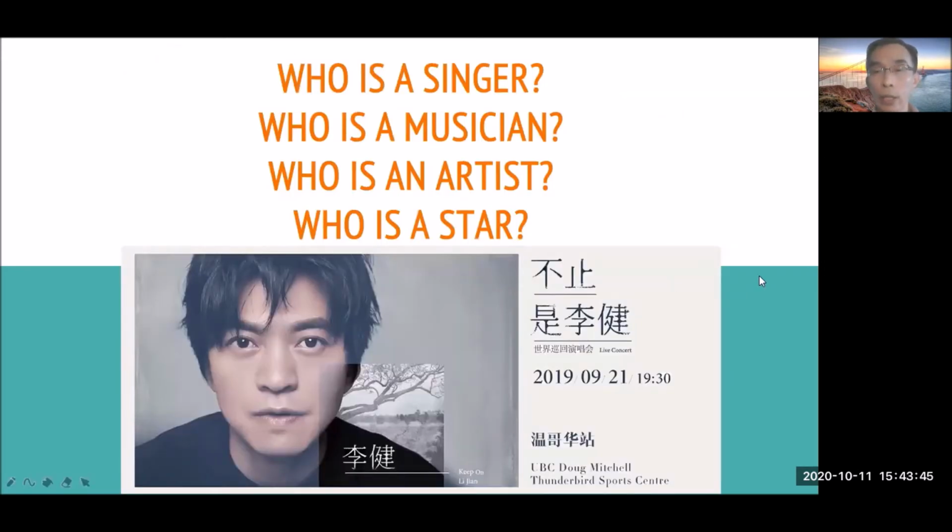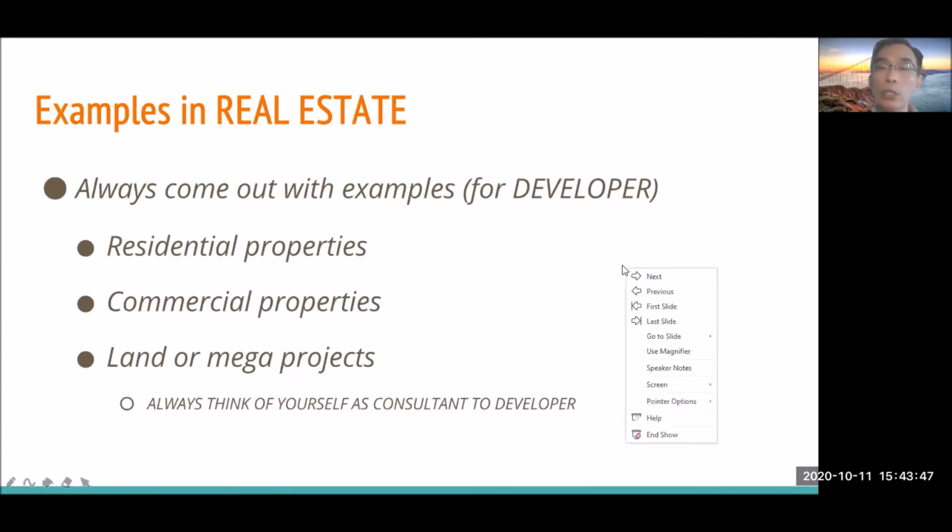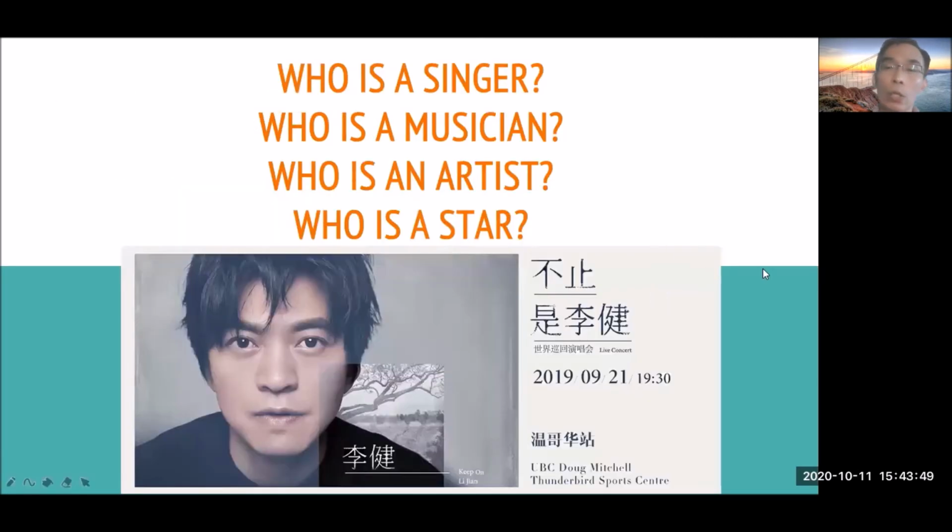So I actually want to use this to explain to you what exactly is the level of application. This part is a bit abstract in concept. So if you were to answer questions, you have to think like that. There are multiple ways you can describe a singer. Let's say this is Li Jian. Of course, some of you may know this singer.